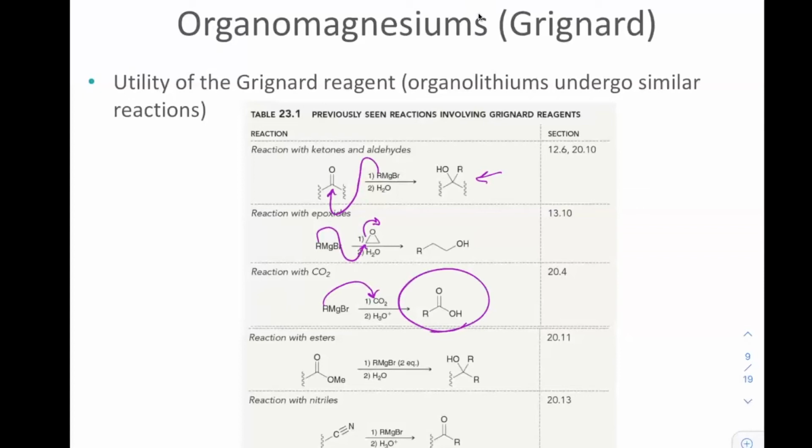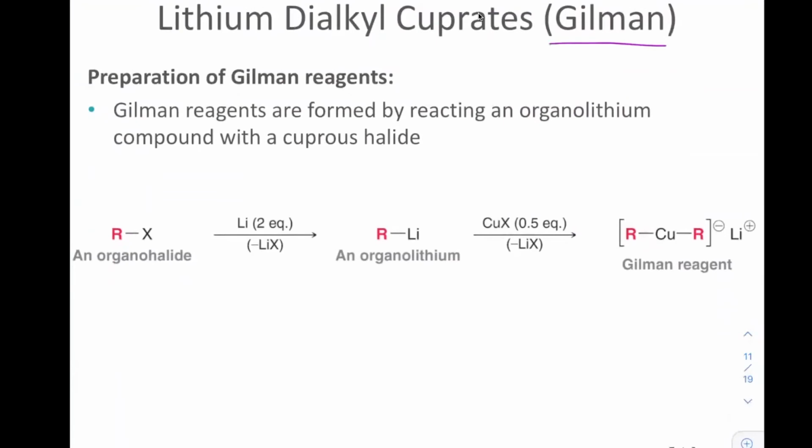We can use that Grignard reaction to react with an ester, and we need two equivalents, and it'll actually happen twice to bring us to our alcohol. And we can have our Grignard react with a nitrile to give us our ketone or aldehyde. So now moving forward, we'll talk about Gilman.